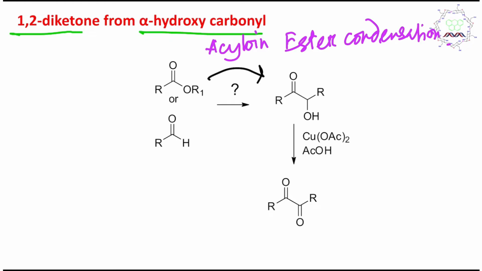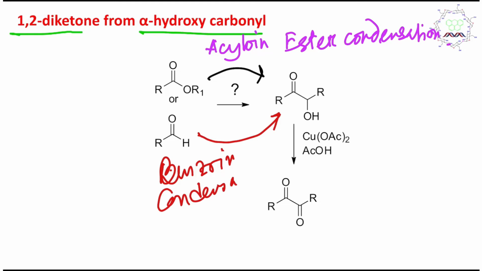Second method, if you want to prepare it from an aldehyde, for example if you take an aromatic aldehyde, you can prepare this via benzoin condensation. This is a very famous name reaction, and here the concept of umpolung is associated. So in this way we can prepare this alpha-hydroxy carbonyl compound.